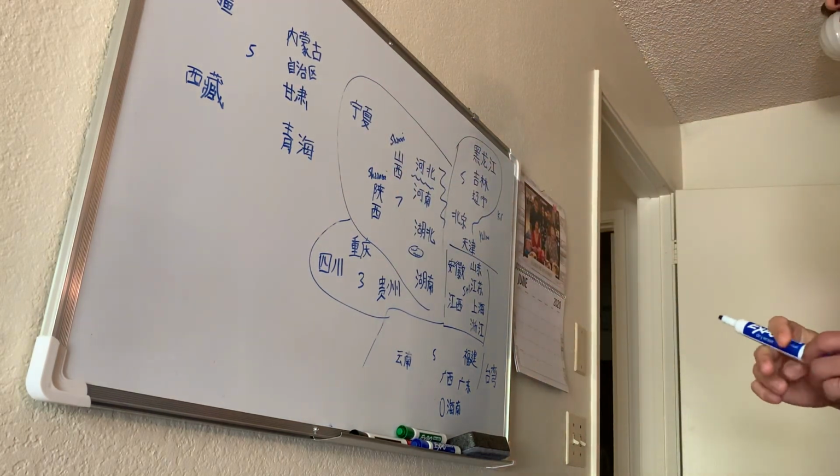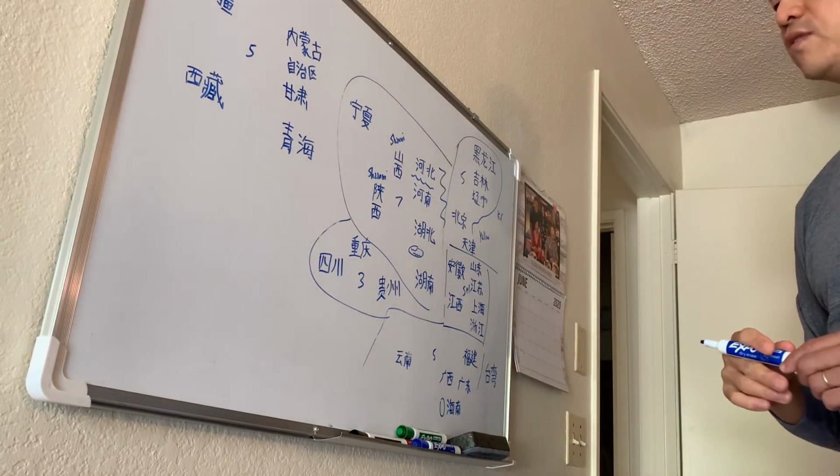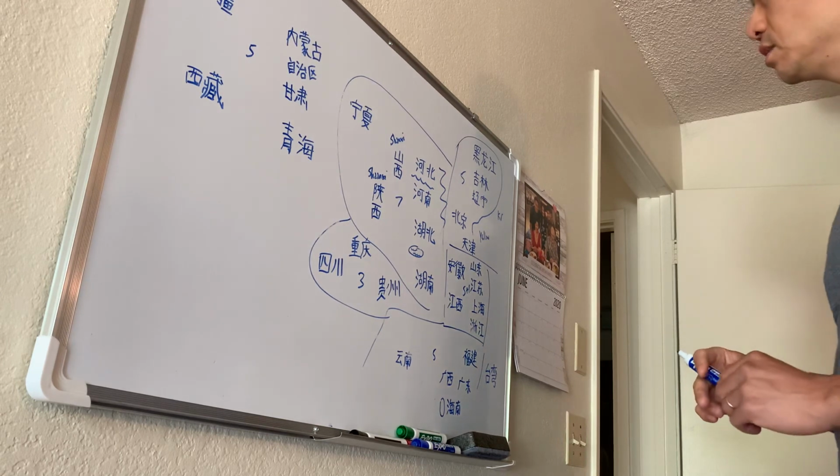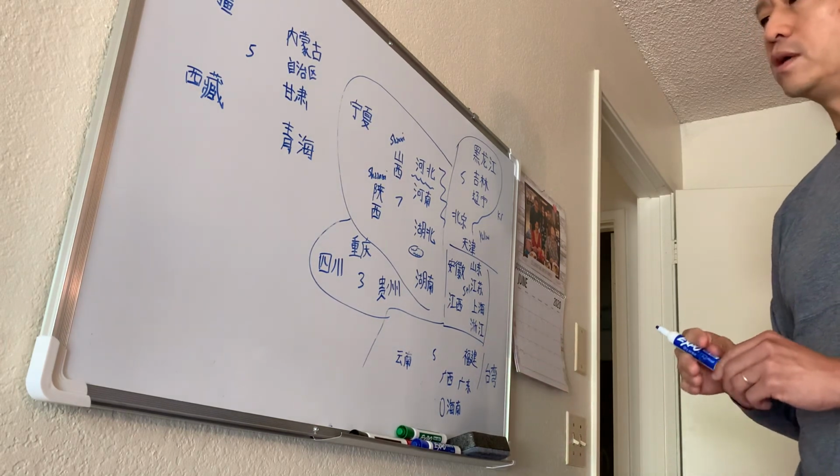All right, there we go with the 31 provinces and special autonomous regions of China, and we'll have Taiwan on the side.